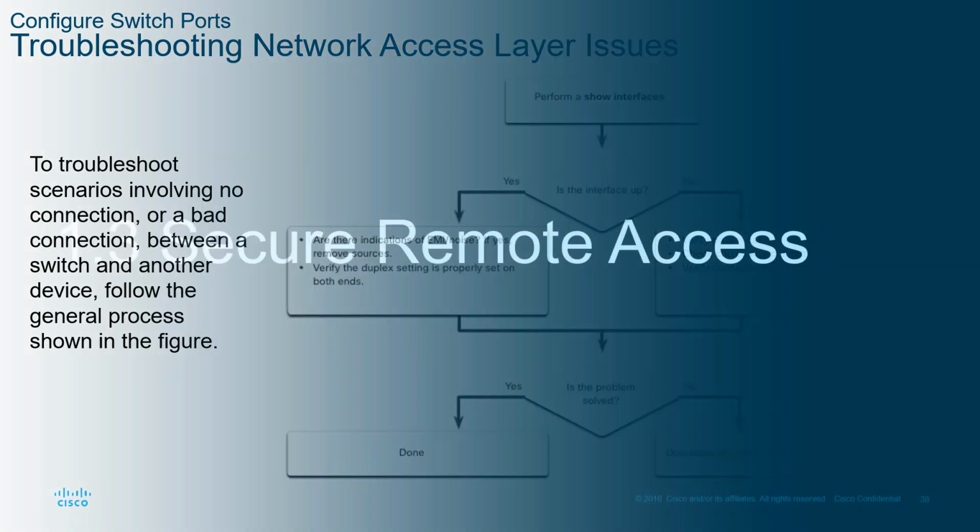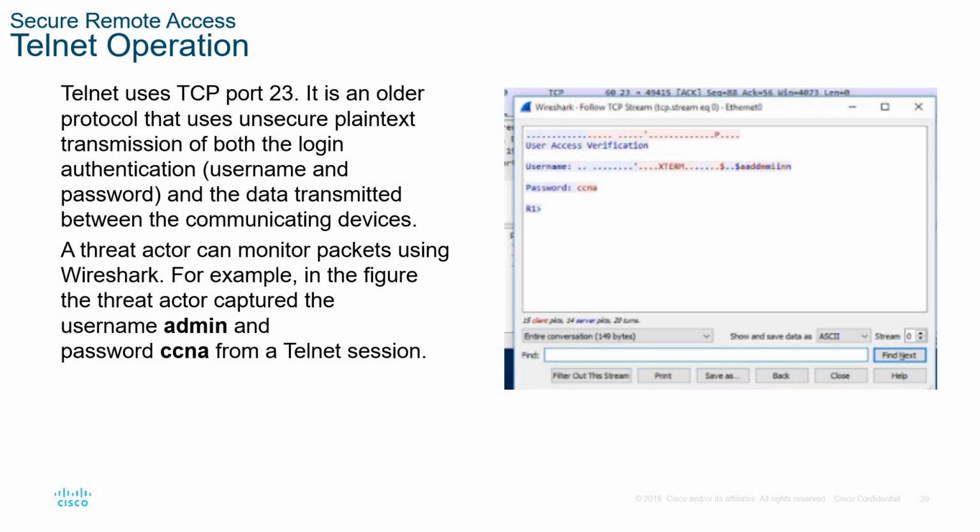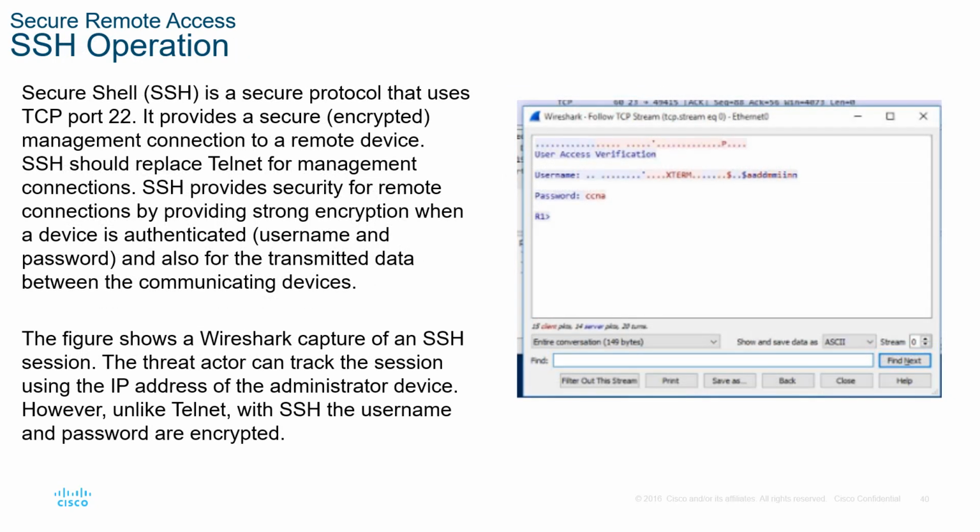Alright, moving on, let's talk about how to secure remote access for a device. If we are looking at Wireshark and we're capturing data on the wire, and you try to telnet into a device, you will capture the username and password in plain text. That's because telnet operates on port 23 and everything is sent in clear text. If we're using SSH, we'll use port 22, and it provides a secure management connection to the device. Secure meaning it will encrypt the data.